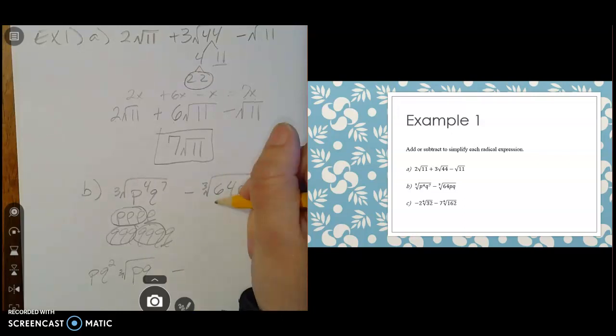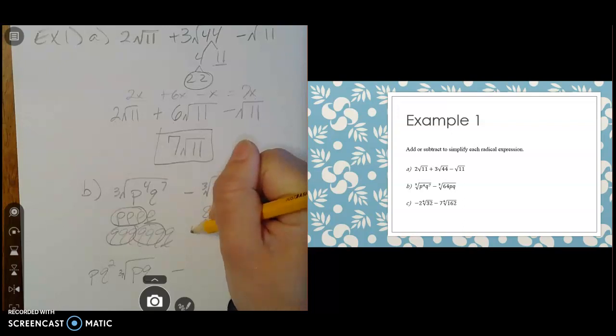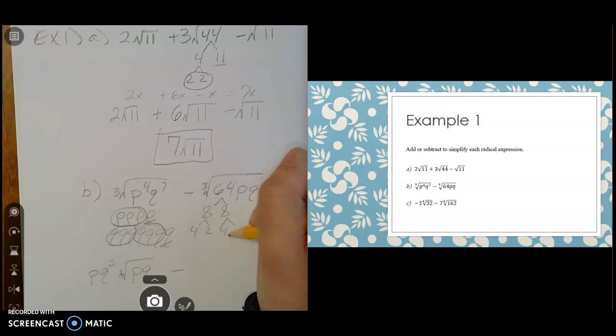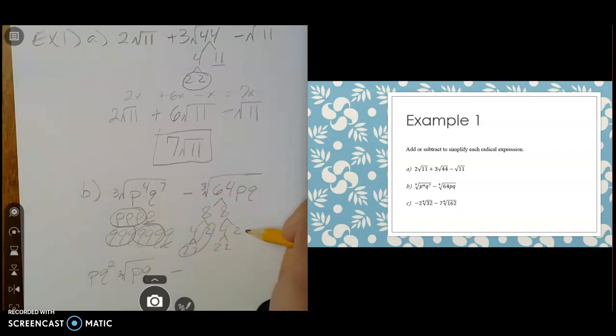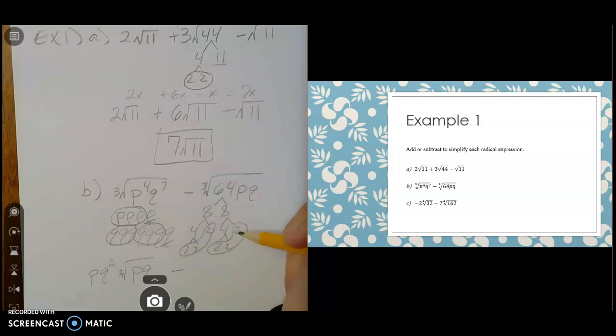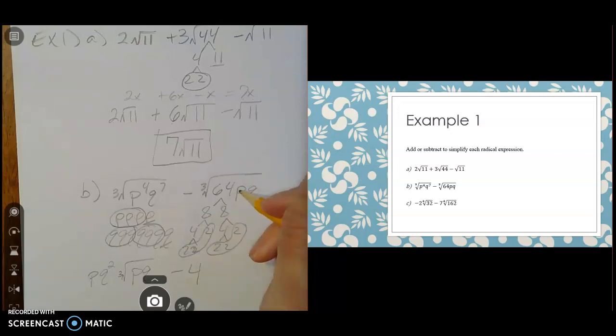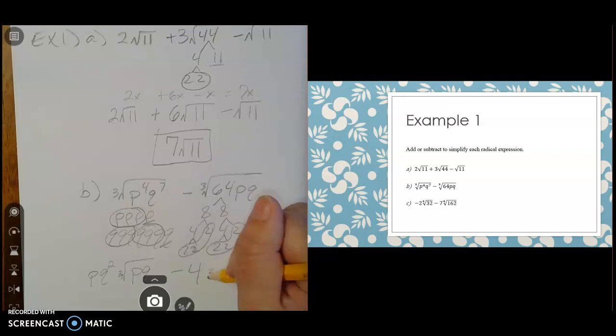Second one, let's see, 64 is 8 times 8. And 8 is 4 times 2. And 4 is 2 times 2. And again, we're doing cube roots, so I'm looking for groups of 3. And I have 3 2's twice. So I have 2 of these groups of 2 that I can take out. When I take them out, I'll just multiply them together. So this 2 times that 2 would be a 4. 1p and 1q is not going to make a group of 3, so they will stay underneath my radical.